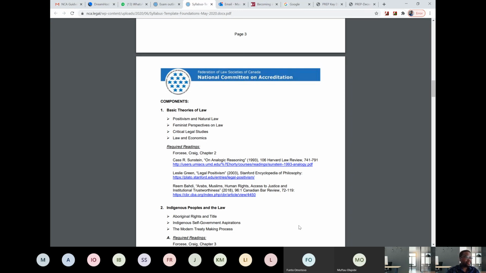So we also look at legal positivism. We'll be looking at theories of philosophers like John Austin, Jeremy Bentham, and Joseph Raz, among others.